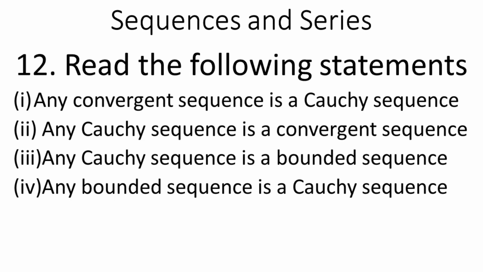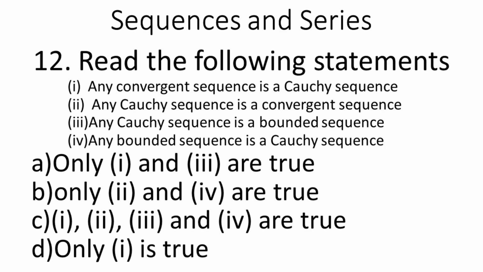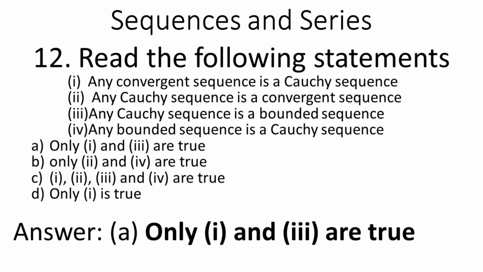Question number 12. Read the following statements. So here some important theorem statements are given below. We all know that any convergent sequence is Cauchy. Any Cauchy sequence is convergent. Okay, so they have given statements related to convergent, Cauchy, bounded. And here 4 options are also given. So here option A is the correct one. Only 1 and 3 are true. 2 and 4 are wrong. Okay, so option A is the correct answer.